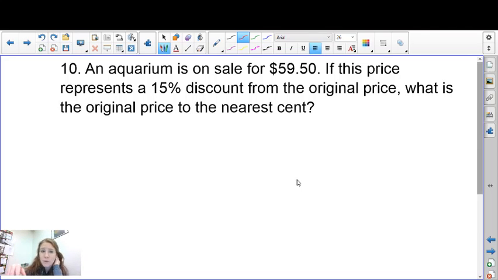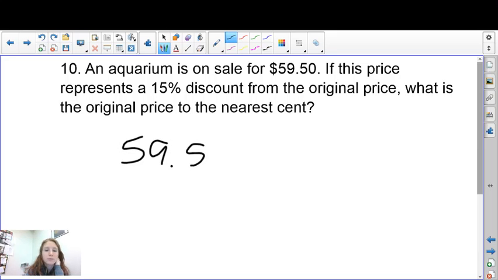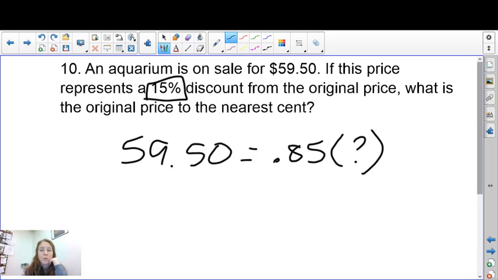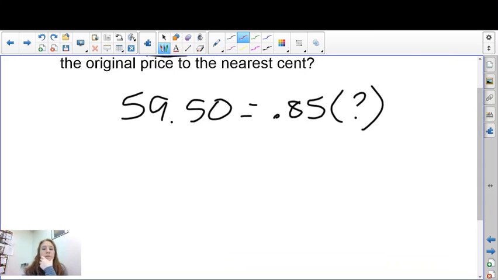It's on sale for $59.50, so that represents the sale price. So that's going to be my equal. And I had a discount of 15%, so I'm not paying 100%. I'm taking 100 minus 15, so that's 85%. Times what? What was that original price? So divide by 0.85. And that gives me $70.